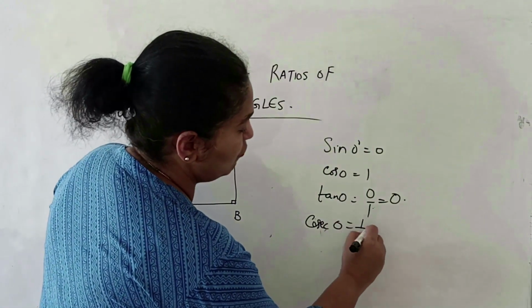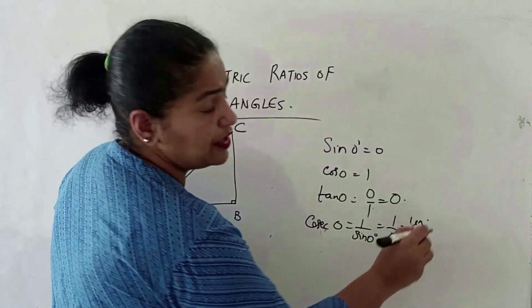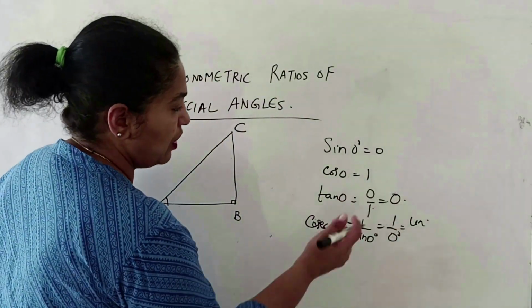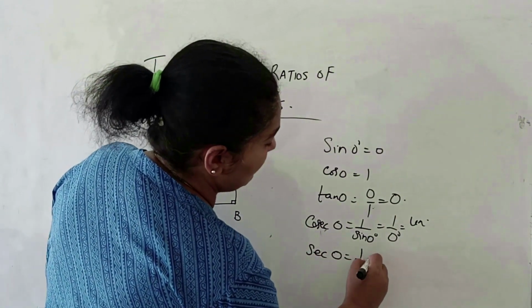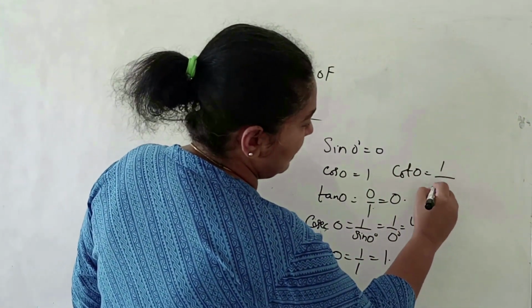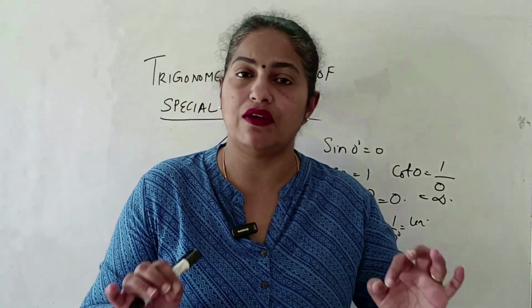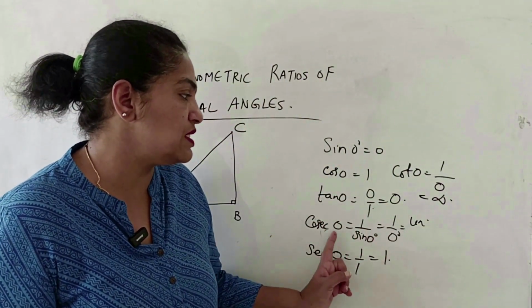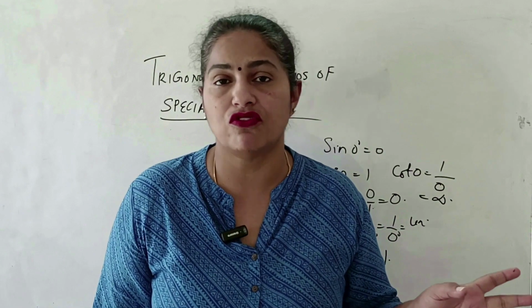Cosec 0 is actually 1 by sine 0, which is 1 by 0, which is undefined, or you can say it is infinity. So tan 0 is 0, but cosec 0 is not defined. Now, sec 0 is 1 by 1, which is 1. What is cot 0? It is 1 by tan 0, which is again undefined. So once you find sine 0 and cos 0, the remaining values you can automatically find. Tan 0 is 0, cosec 0 is undefined, cot 0 is undefined, but sec 0 is 1 because cos 0 is 1.